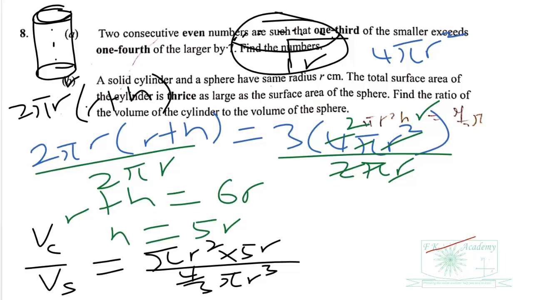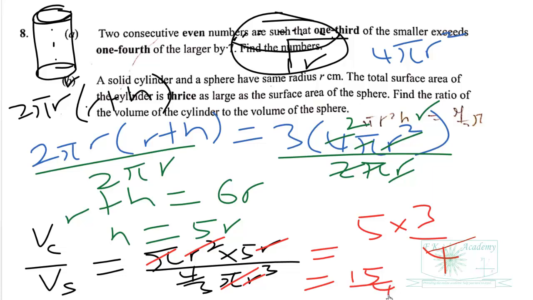So the pi's will cancel out. Then we have r squared times r, which gives r cubed, and it will cancel the r cubed. So now we have 5 divided by 4 over 3, or 5 times 3 over 4. That will give us 15 over 4. Therefore, the ratio of the volume of the cylinder to the volume of the sphere is 15:4.